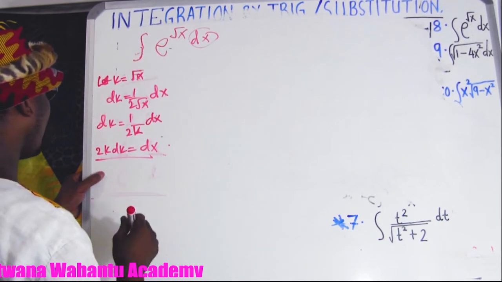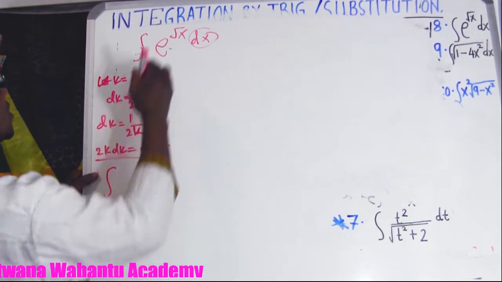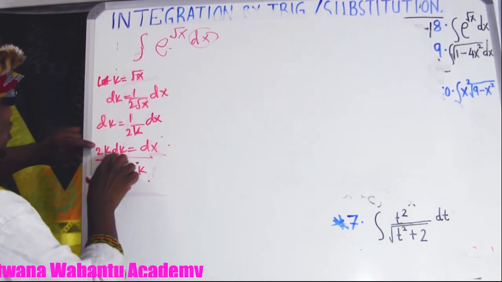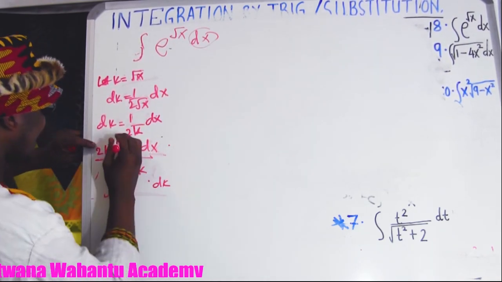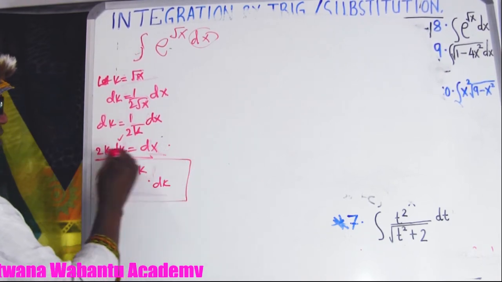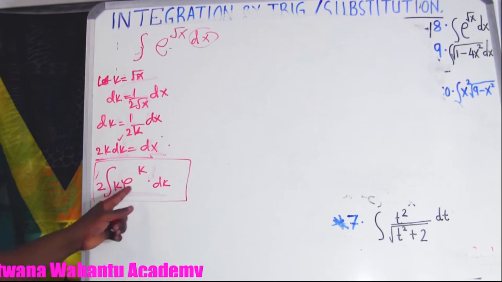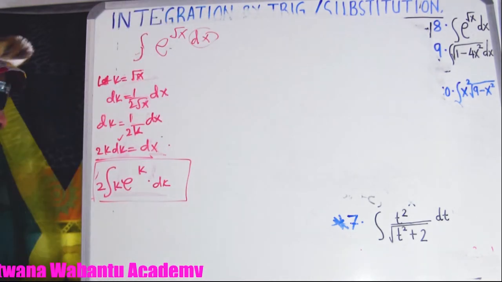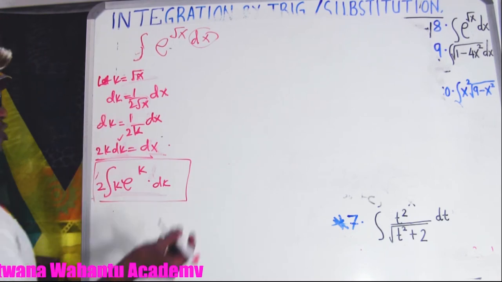Now let's go and replace there. So this is going to become integral of e to the k, and dx is 2k dk. So I write my dk here, and this is gonna become 2. So this is by parts. You see now, for a reason, because this is going to be u and this is going to be dv. But if I had a u again, replacing with another u would be another mission. So let's do by parts.